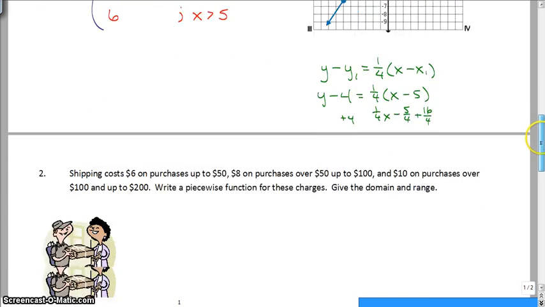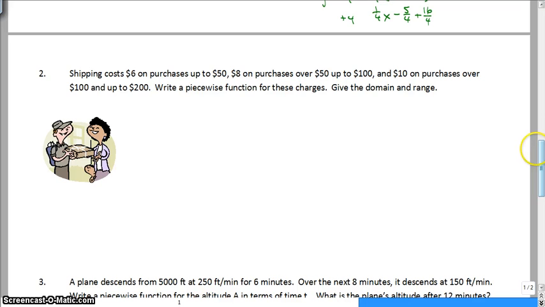The next thing we're going to do is do it for word problems. So you are actually going to write piecewise functions from word problems. So number 2. Number 2, it doesn't tell you what variables to use, so if you like f of x or y is equal to, and then we can use x, that's fine. So this one says shipping costs $6 on purchases of up to $50, $8 on purchases over $50 to $100, and $10 on purchases from $100 to $200. So we're going to write the function.